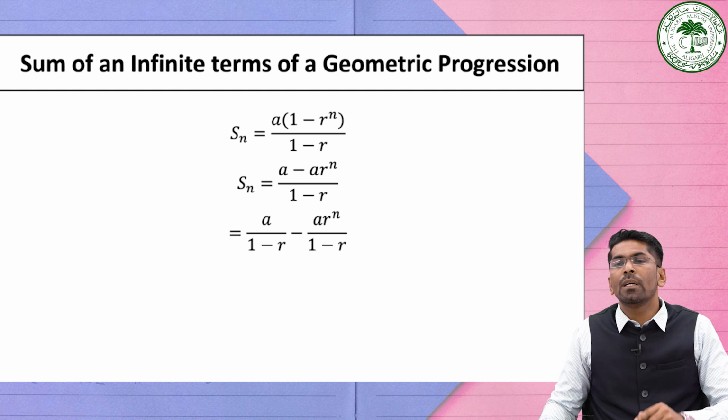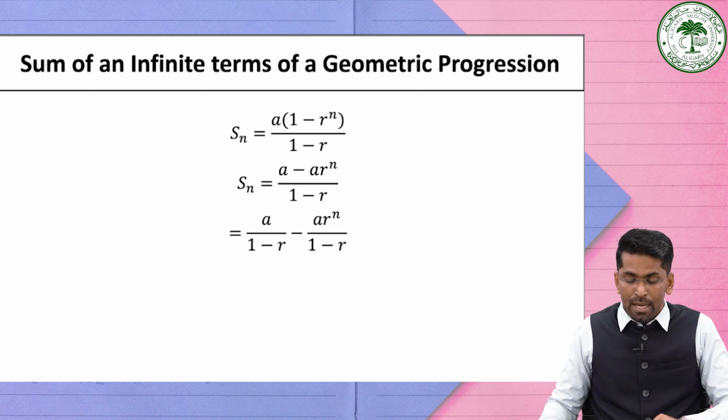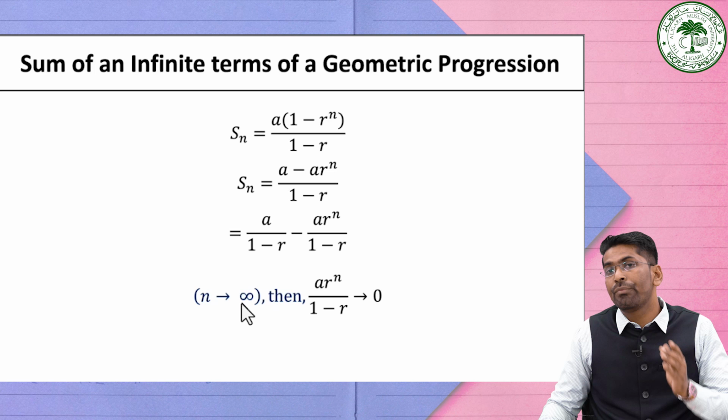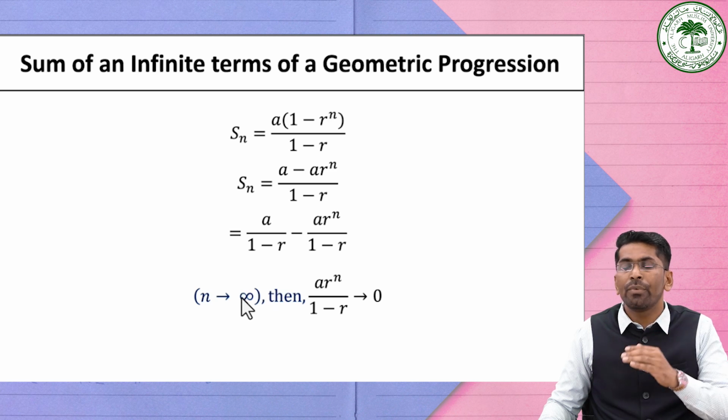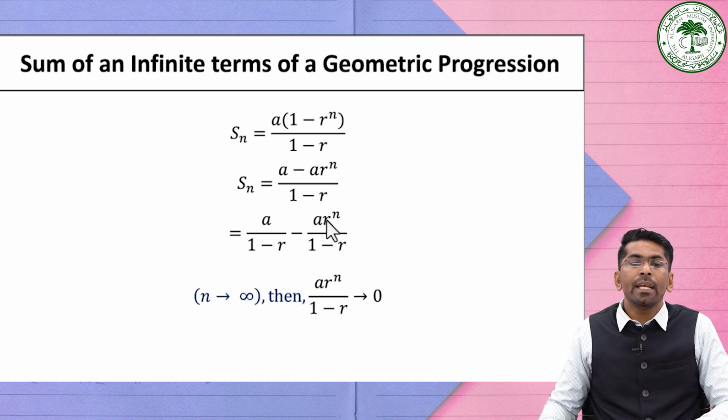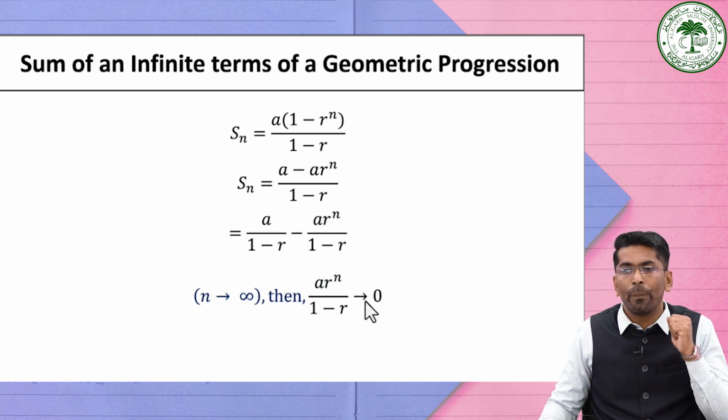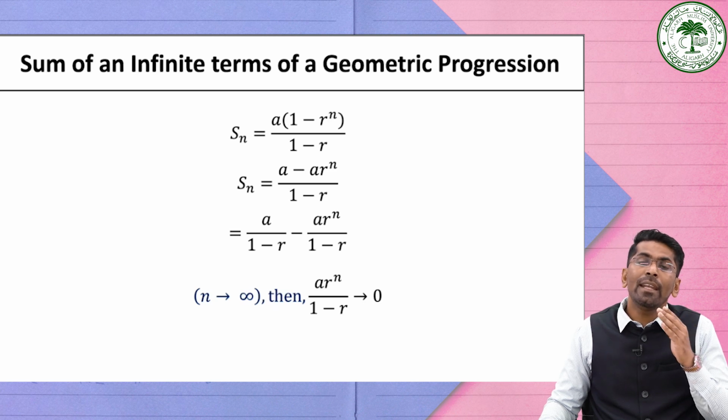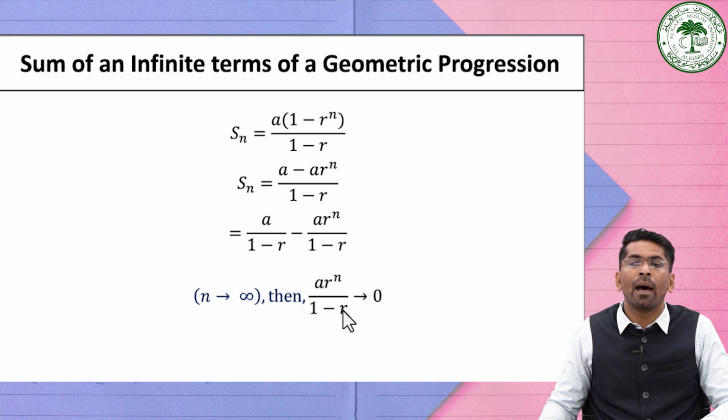So if the number of terms is not finite, that is, if n approaches infinity, n is infinitely large, then a r raised to the power n by 1 minus r also approaches 0. This is because as n increases indefinitely, the value of r raised to the power n decreases, and then a r raised to the power n divided by 1 minus r approaches 0. So this particular value will become 0.